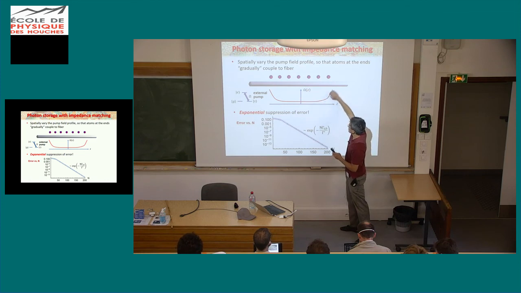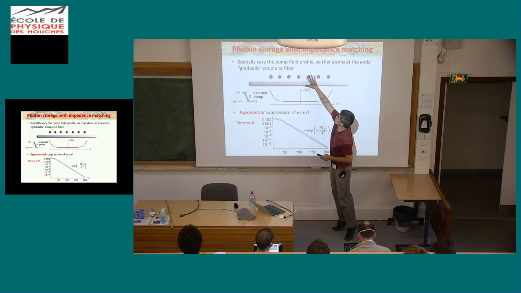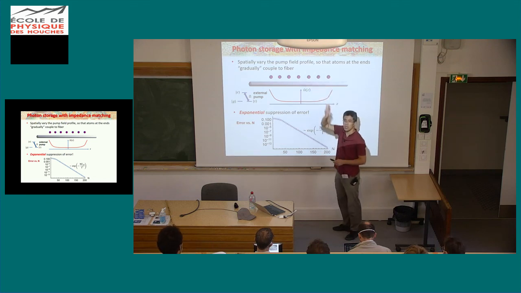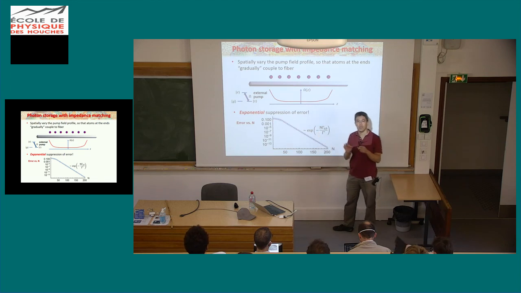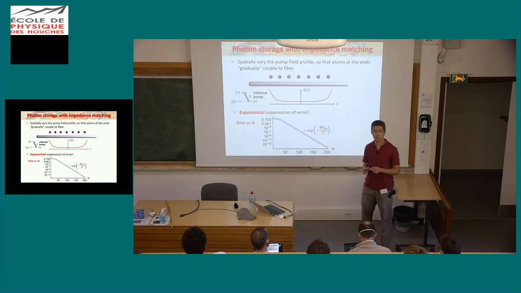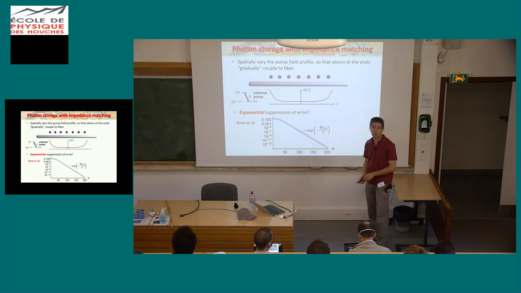So when I play with this kind of control field shape, now when you run the movie, what you see is that the spin wave smoothly propagates. But then as you hit the edge, it smoothly deforms. So you avoid any kind of sharp features in the spin wave itself at any moment in time. That's the kind of intuition behind this exponential gain.